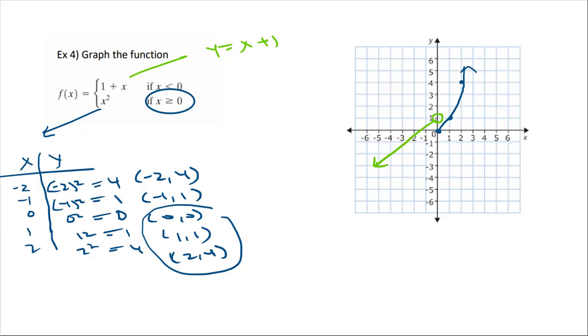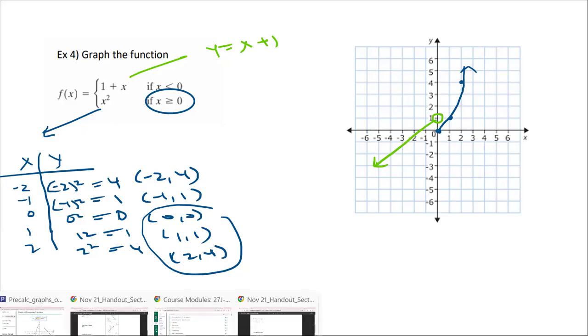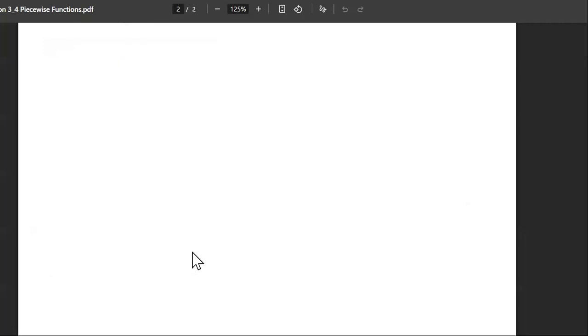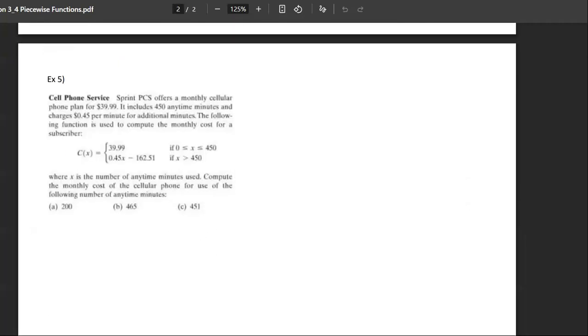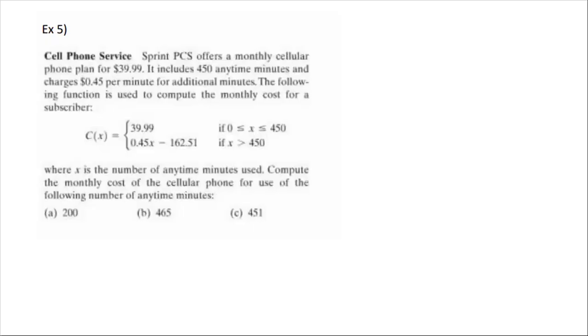Okay, we have one more problem here and we'll be done. The last one is a word problem. Let me pause this here. It says, Sprint PCS offers a monthly salary plan for $39.99, includes 450 anytime minutes, and charges 45 cents per minute. The following function is used to compute the monthly cost for a subscriber, where x is the number of anytime minutes used. Compute the monthly cost of the phone for use of the following number of anytime minutes.